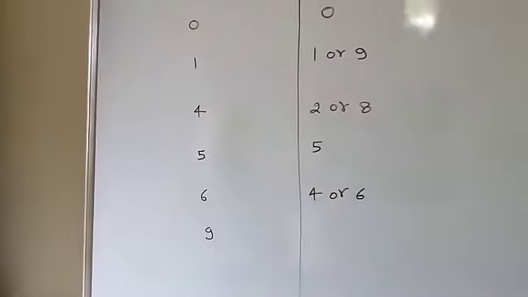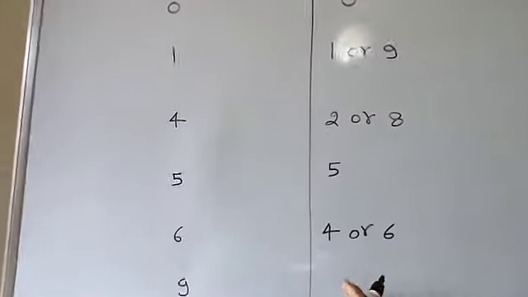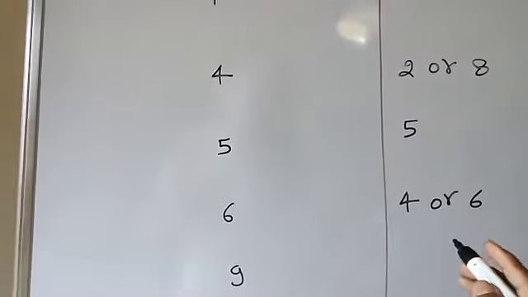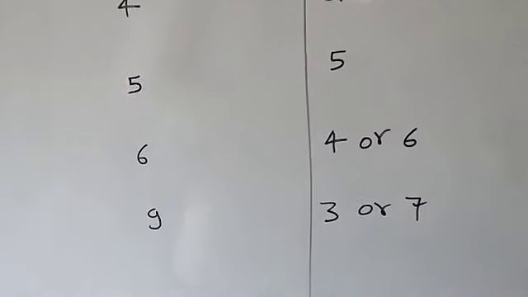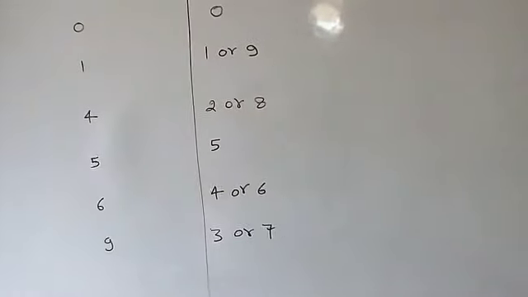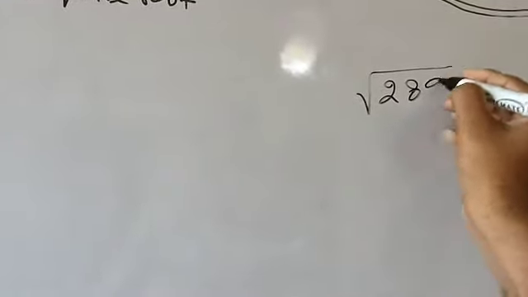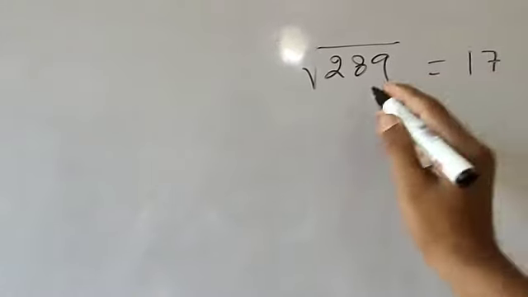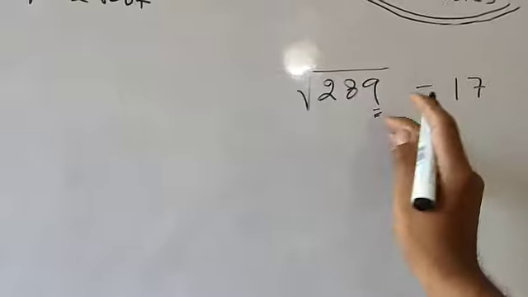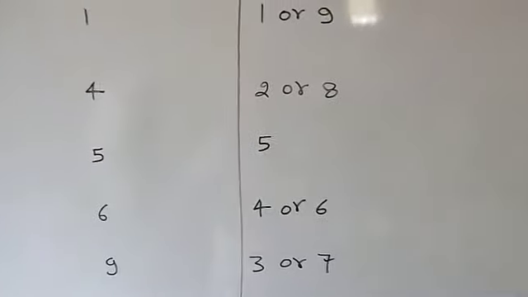Now if the unit digit of the perfect square number is 9, then the unit digit of the square root of that number will be either 3 or 7. So that will be 3 or 7. You can take certain examples also. Suppose under root 289, here the unit digit is 9. So the square root of 289 equals 17. So if the unit digit of the perfect square number is 9, then its square root unit digit is 7. You can get the 3 also.